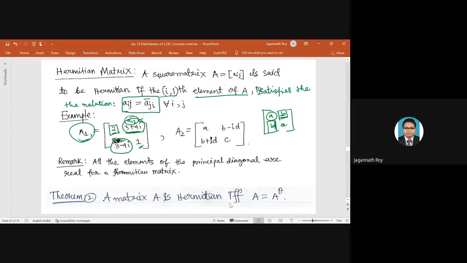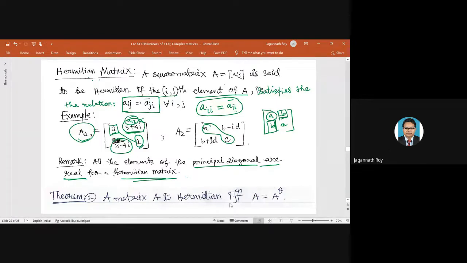But we have one more thing. If you take i comma i, that is the diagonal elements, aii equals aii conjugate. That means the diagonal elements will be real numbers because they satisfy this relation. So that is why the Hermitian matrix has real numbers in its principal diagonal. All the diagonal elements are real for a Hermitian matrix.